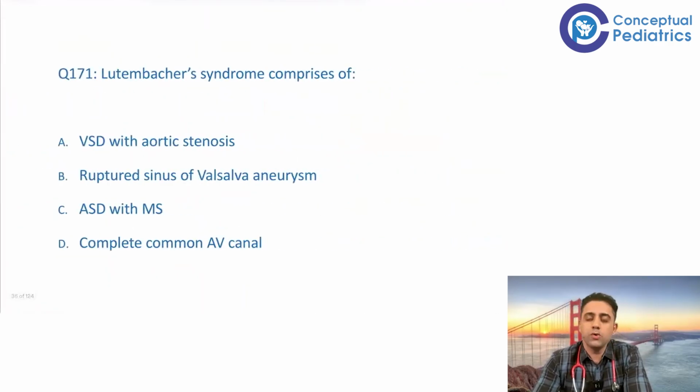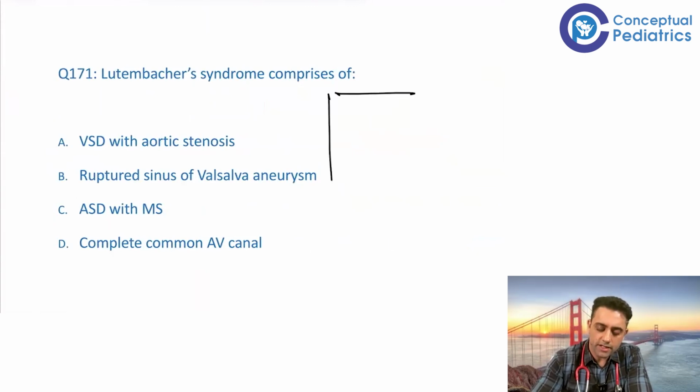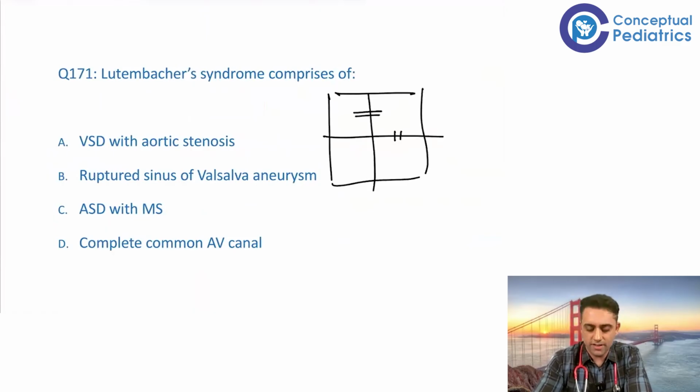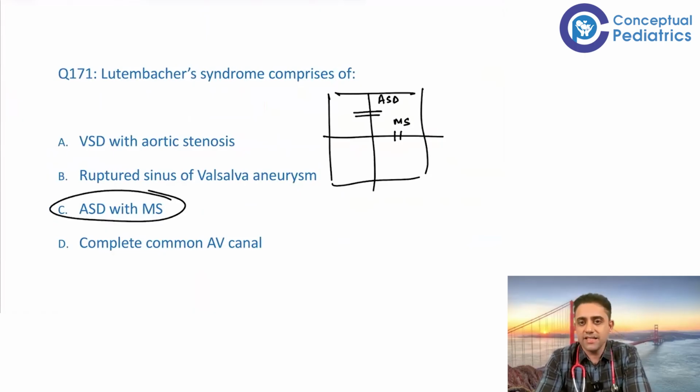Now, very importantly, Lutembacher syndrome. Lutembacher syndrome has a one-liner kind of thing. In Lutembacher syndrome, the patient will be suffering from ASD with mitral stenosis. The patient will have an atrial septal defect with mitral stenosis. In your question, if the patient has an atrial septal defect with mitral stenosis, definitely you can think of Lutembacher syndrome.